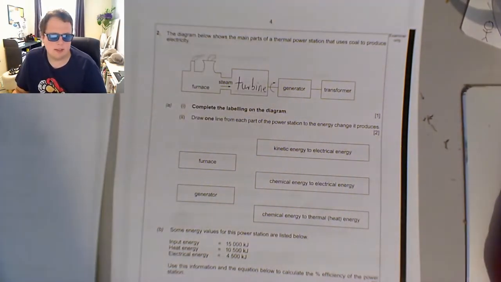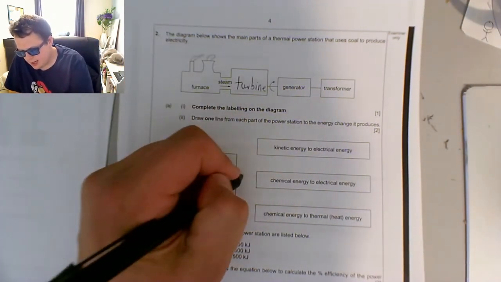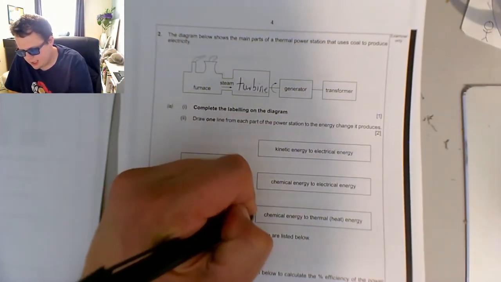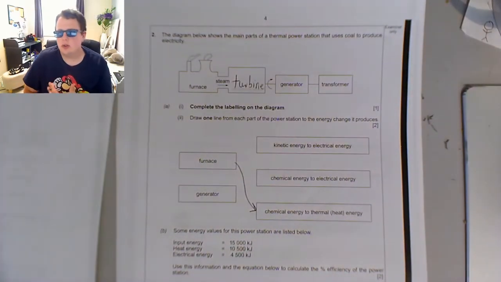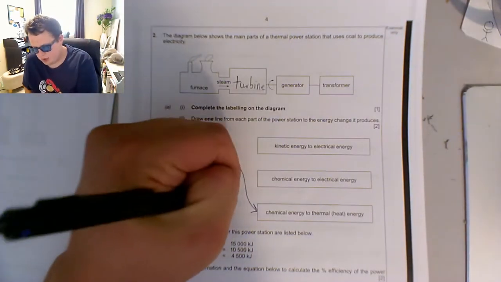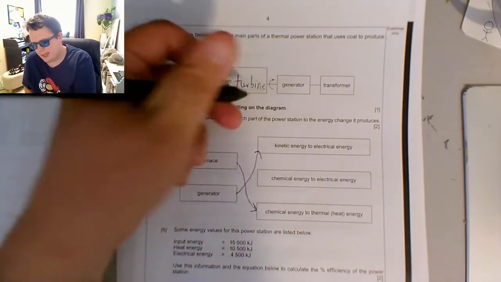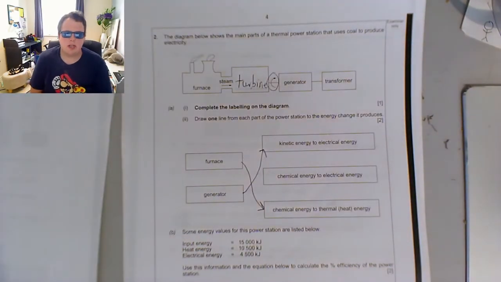And then we go on to the next bit. So the furnace is our chemical energy to heat energy. We're burning stuff. We're releasing the heat energy in the fuel, changing the chemical energy into heat energy. And our generator takes kinetic energy from the turbine, the clue is in this arrow showing that spinning shaft, into our generator.